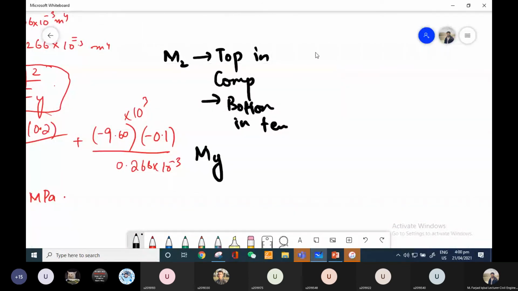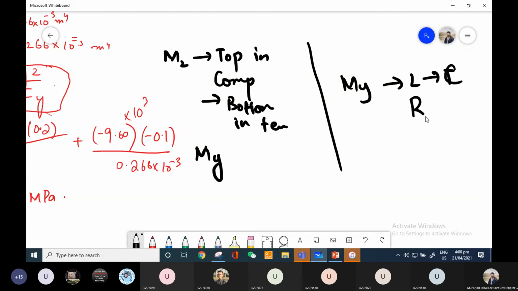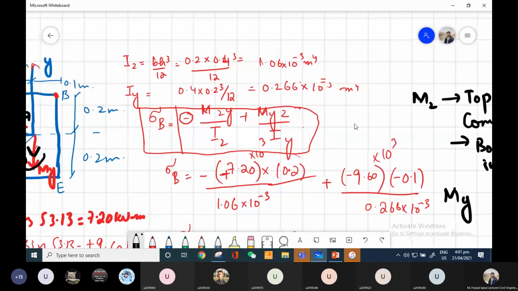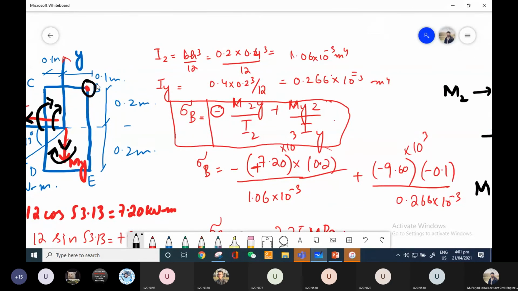Okay, so I will just write it over here that due to my Mz, the left side is in compression and the right side will be in tension. Now my point B is located over here in this block. In this quadrant, will sigma z be positive or negative? Since it is in compression, I will take it as negative, right?